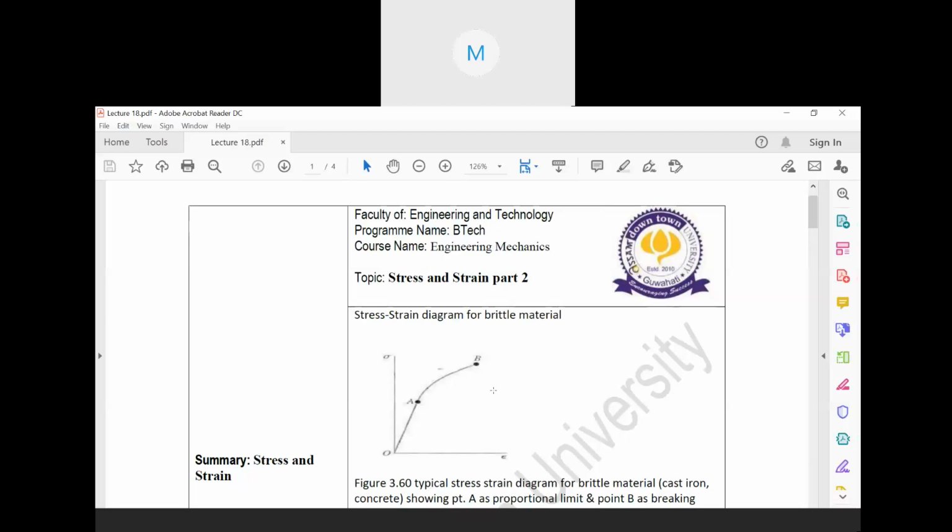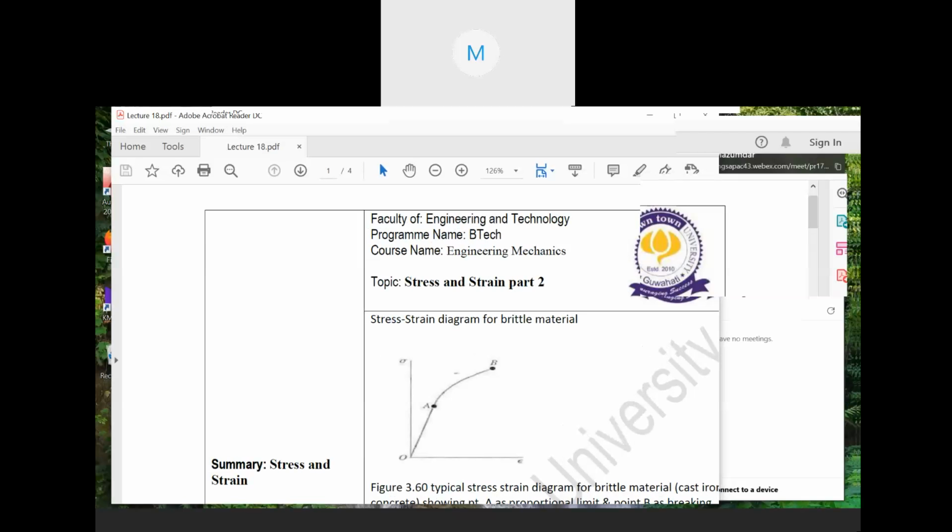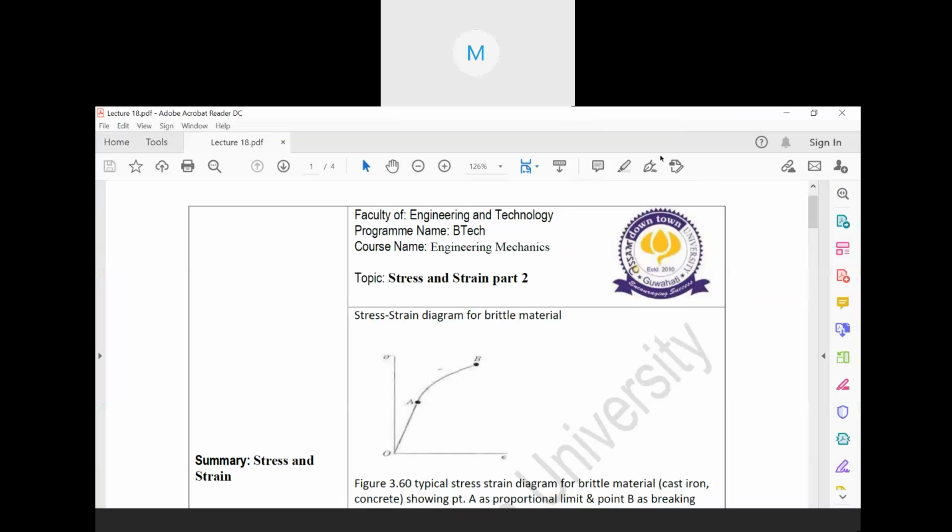So yesterday we studied stress, strain, and Hooke's law, and different parts of the stress strain graph. Now today, can you see the presentation? Yes, sir. Okay. So today we will be discussing in more detail stress and strain.